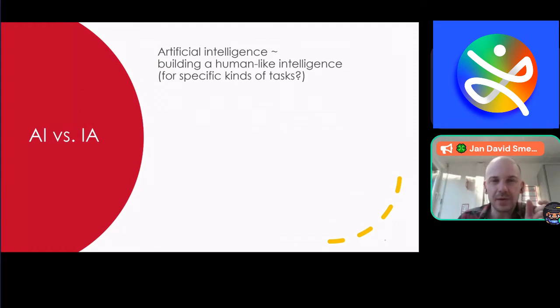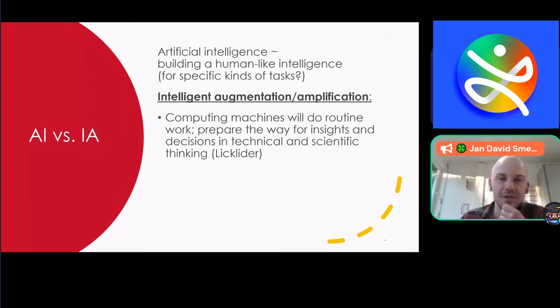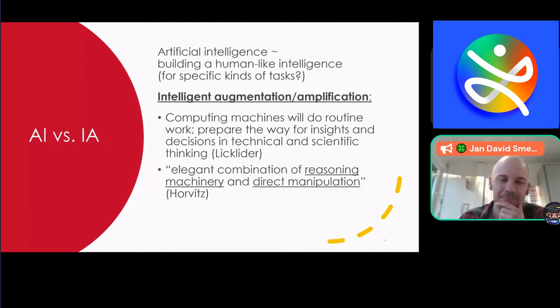So if we think about artificial intelligence developments as the aim of building some potentially human-like intelligence, or intelligence for some specific types of tasks, then to contrast that, there's also the idea of intelligent augmentation or amplification, where computing machines can do routine work and prepare the way for insight and decisions in technical and scientific thinking. This is a Licklider definition, or later on Eric Horvitz saying an elegant combination of reasoning machinery and direct manipulation.